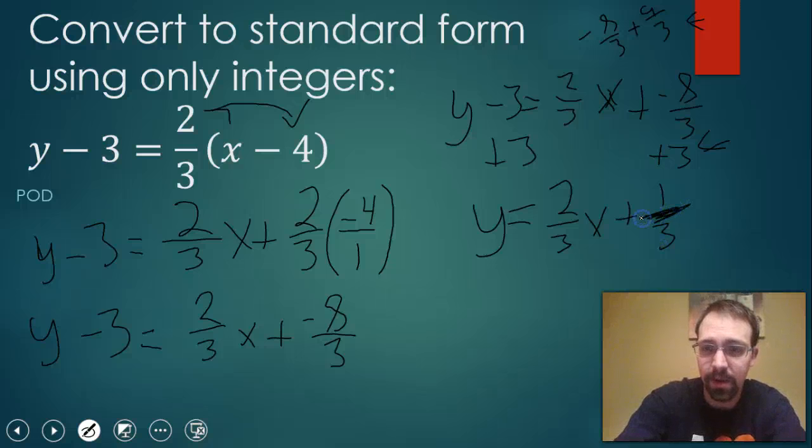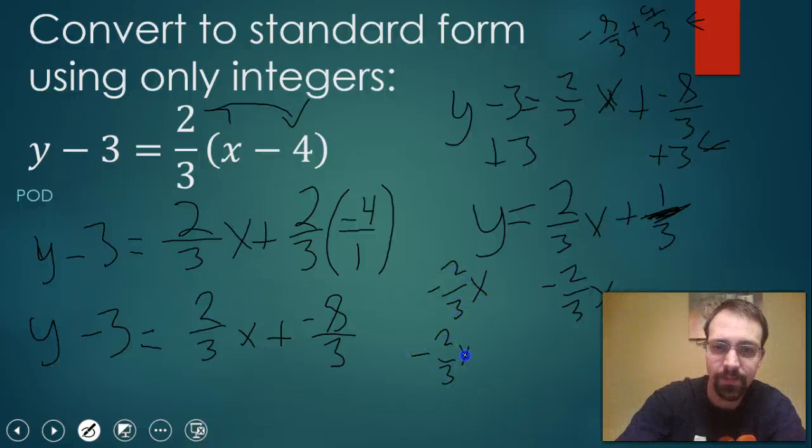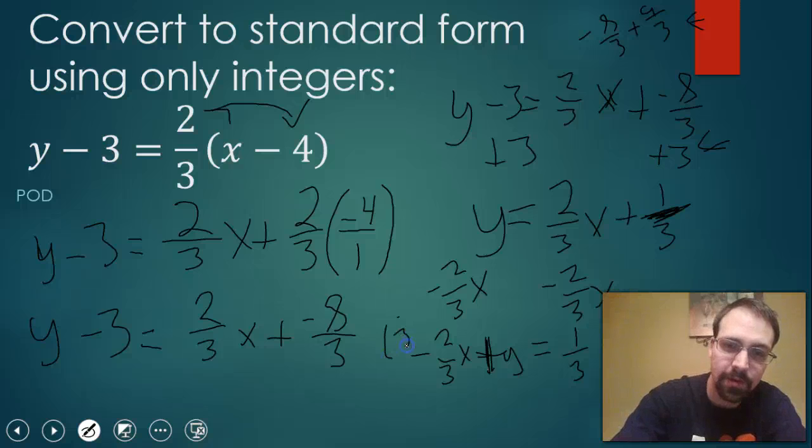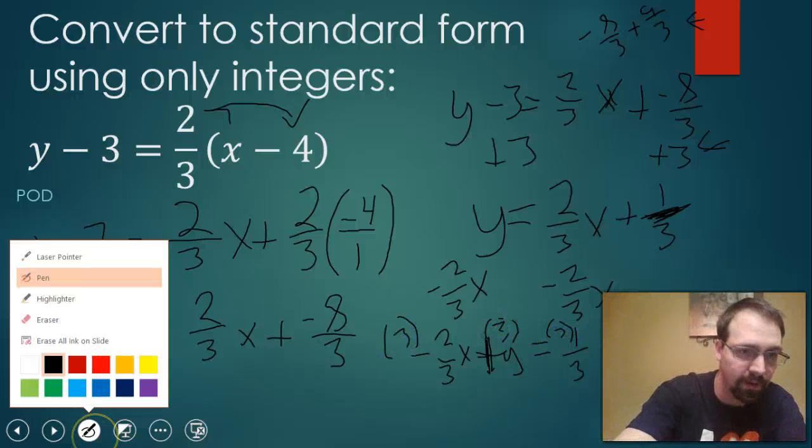Not done yet, because we need to get the x over to the other side. So let's subtract 2/3 x off both sides. And you have -2/3 x plus y equals 1/3. We're not done yet because we have fractions. We can't have fractions. So I've got a 3 on the bottom that tells me what number I need to multiply by. So let's multiply everything by 3. 3, 3, and 3. At this point I need more room. Let's erase all this stuff over here.